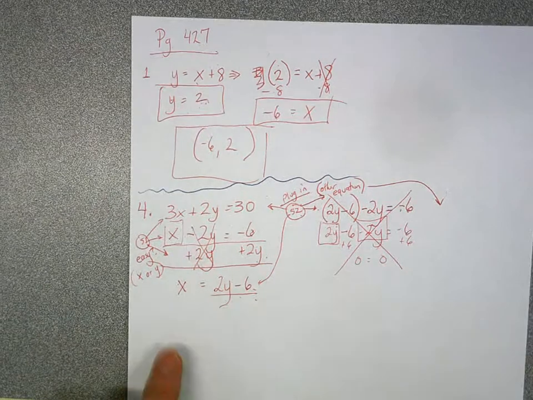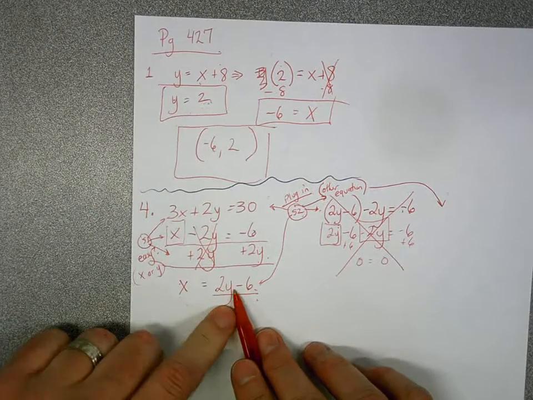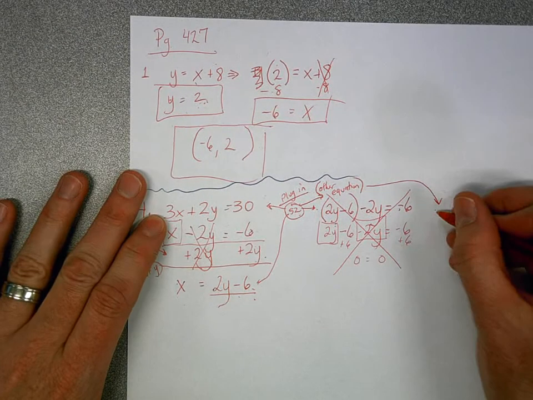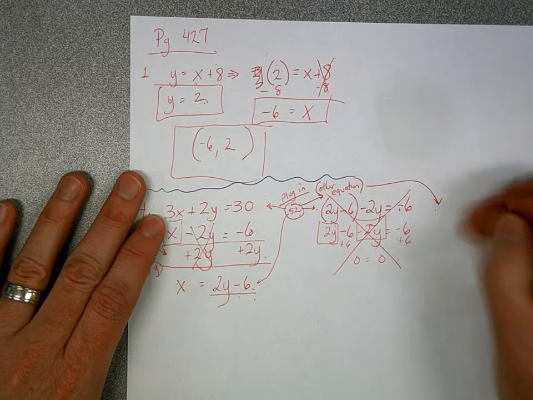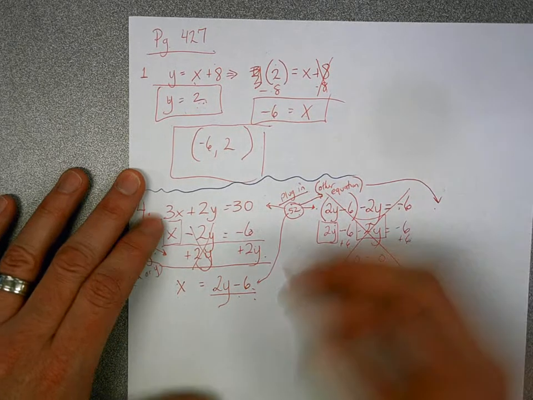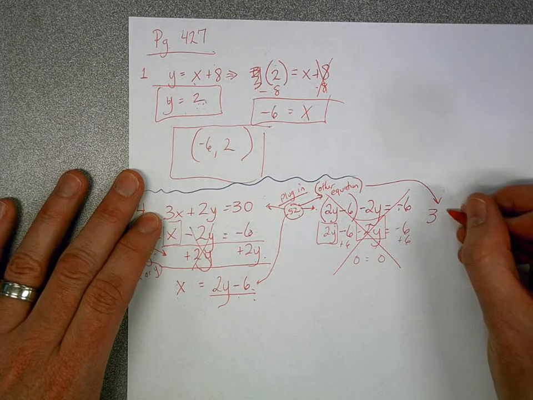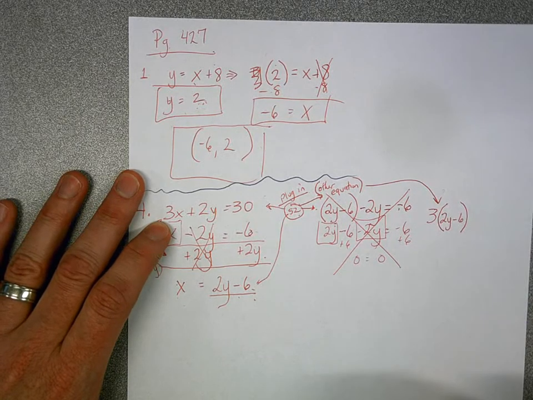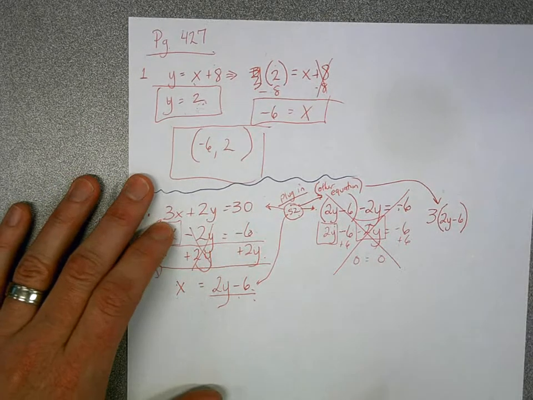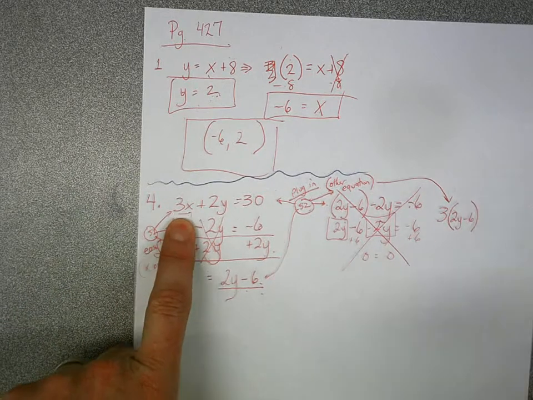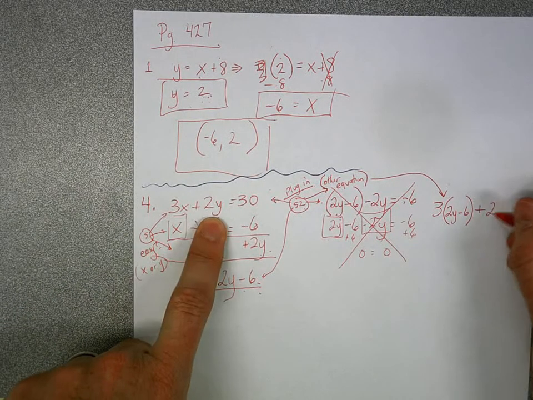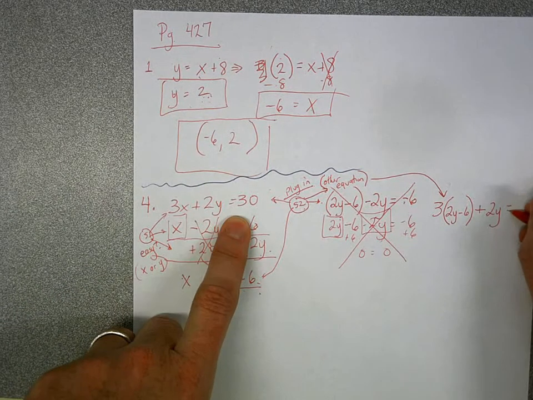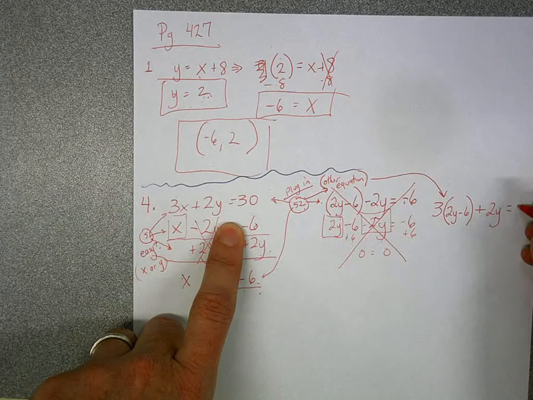So what I'm going to do is take this and plug it into the other equation. So yes, we do have to do distributive property. Now you're going to see why it's important to use parentheses. So instead of 3x, I'm going to plug in 3 times (2y minus 6). Okay, I'm looking here. Plus 2y equals 30.